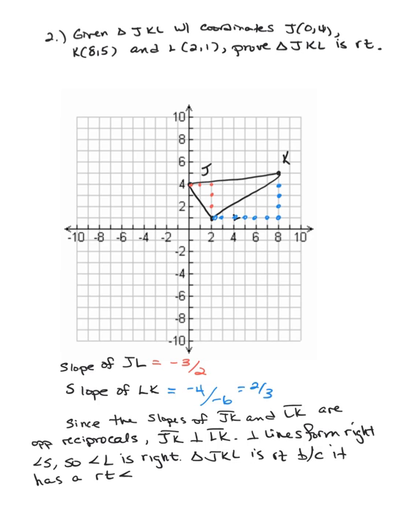Okay, if you don't want to write all this out, you could do a flow chart. You could say slopes JL and LK, opposite reciprocals. You don't even have to use complete sentences. Then JL perpendicular LK. Then you have angle L, right, and then you have right triangle. So it's the same thing. It's just a flow chart way of doing it instead of writing it in sentences.